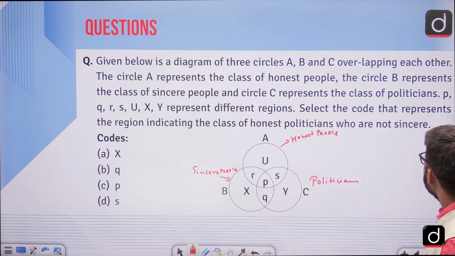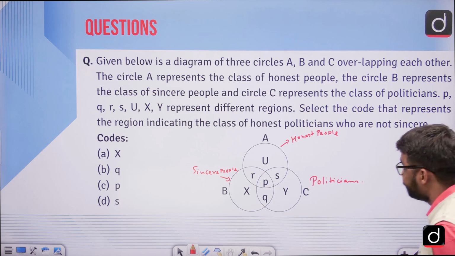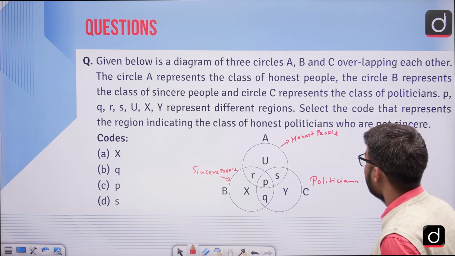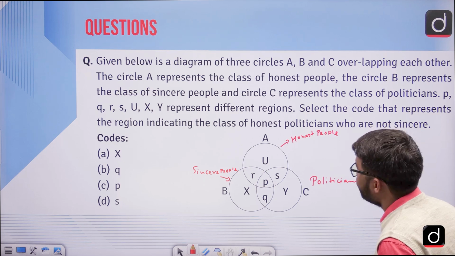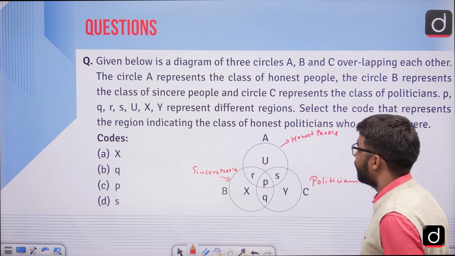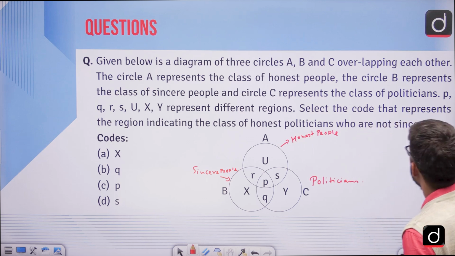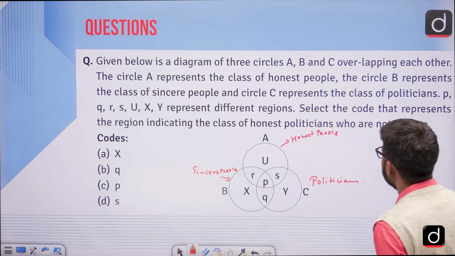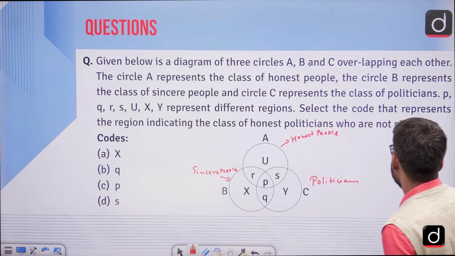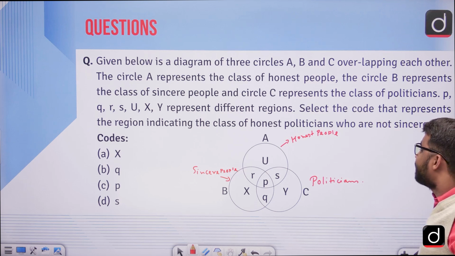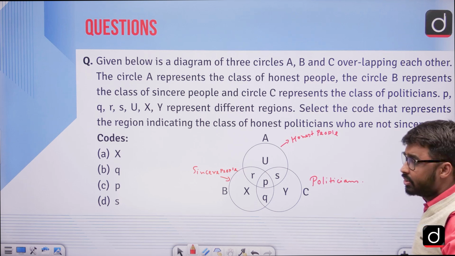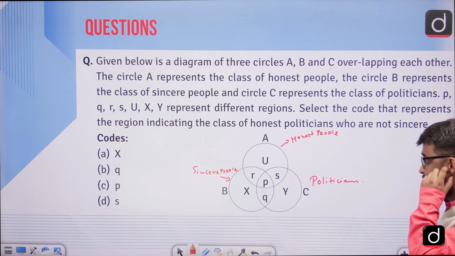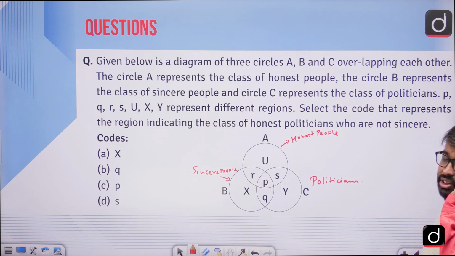P, Q, R, S, U, X and Y represent different regions. Select the code that represents the region indicating the class of honest politicians who are not sincere. So you have to find honest politicians who are not sincere. Try them. You have to select which region is going to represent that.